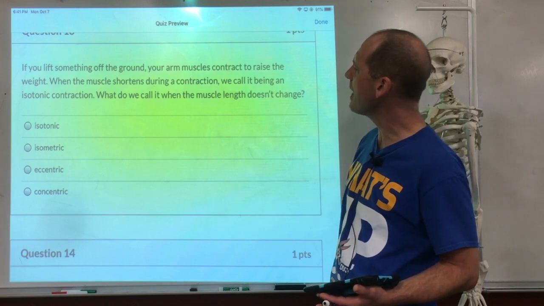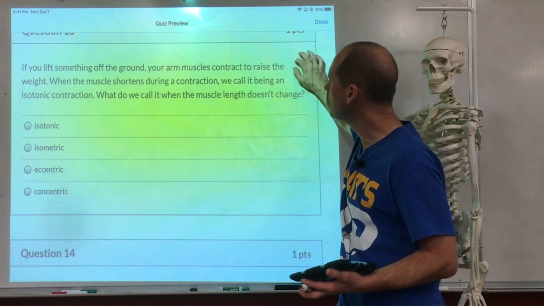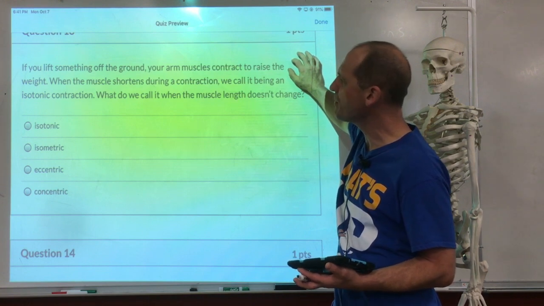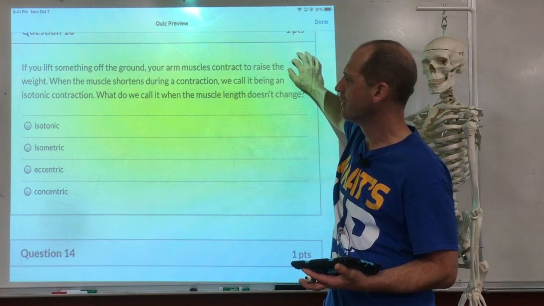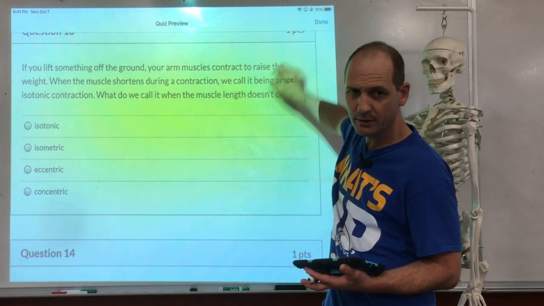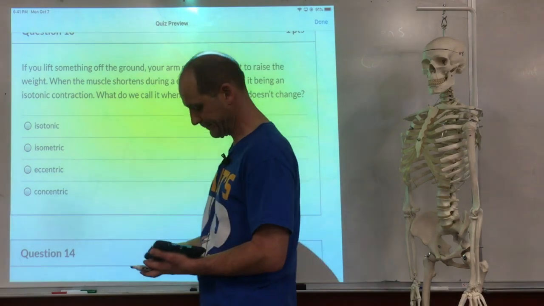If you lift something off the ground, your arm muscles contract to raise the weight. When a muscle shortens during the contraction, we call it being isotonic. What do we call it when the muscle length does not change? Isometric.